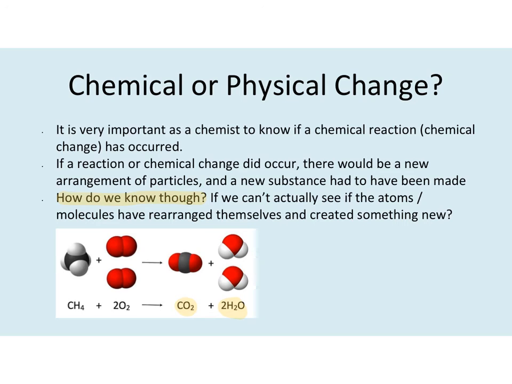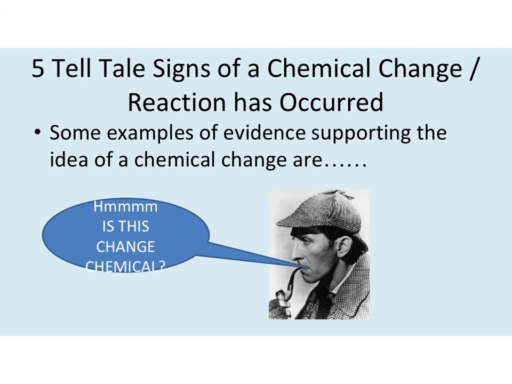If we can't actually see the atoms, we're not going to be able to see atoms disconnect and reform. They're way, way too small. So we can't see them rearrange themselves. So how are we going to know that they created something new? Okay, how are we going to know that they broke apart and then rearranged themselves? What we have is we have these things called indicators. So we have 5 telltale signs that a chemical change or a reaction has actually happened.